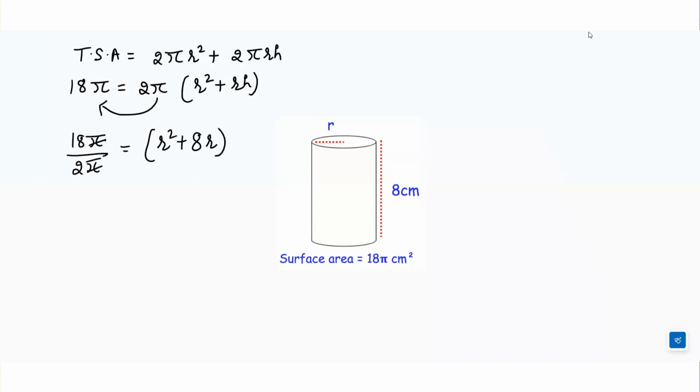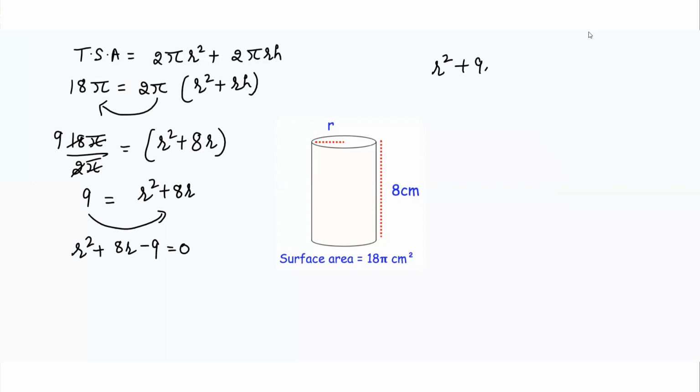Now we will get 2 ones are 2, 2 nines are 18. We'll simplify. We'll get 9 is equals to r square plus 8r. Now we will take this 9 to this side. We'll get an equation: r square plus 8r minus 9 is equals to 0. Now it's a quadratic equation. We have to make the factors of it. So to make the factors, I'll split the middle term as plus 9r minus 1r minus 9 is equals to 0.